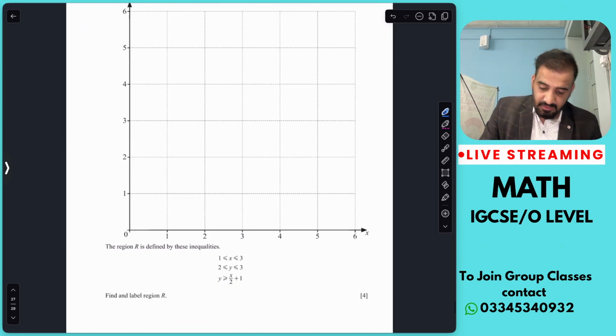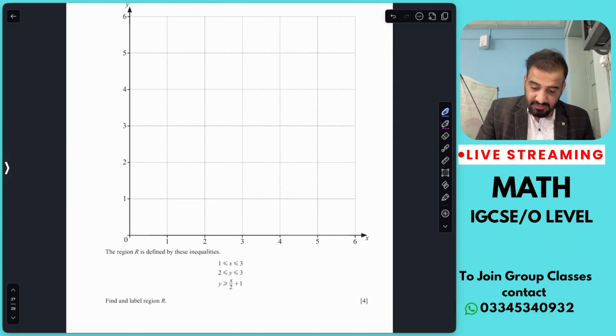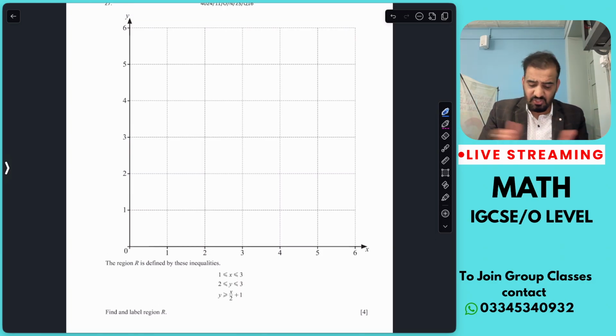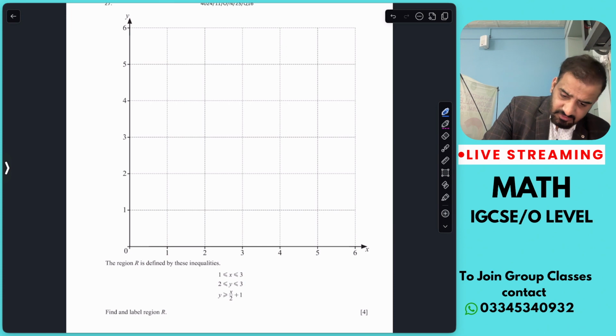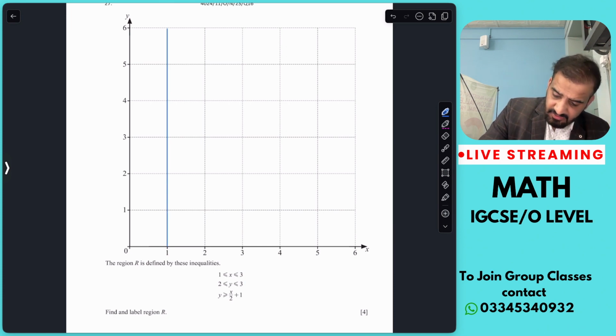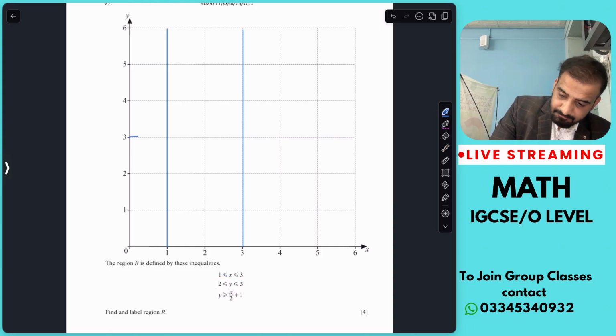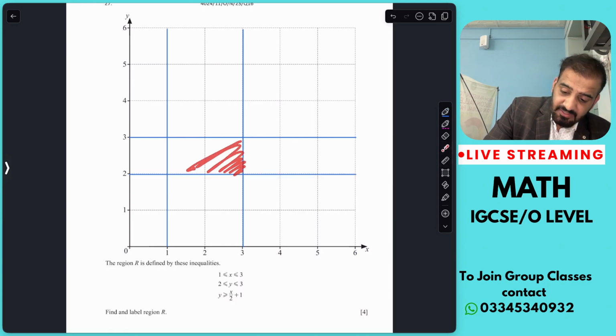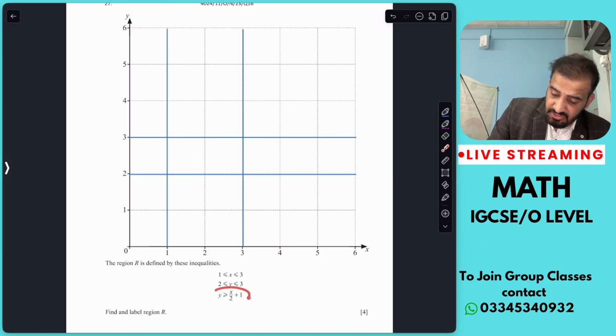Example 27. The region R is defined by these inequalities. Again, between 1 and 3, it is so easy. Let's make two vertical lines between 1 and 3. Again, make two horizontal lines between 2 and 3. So this is my shading if I combine the first two inequalities. But please also keep this in your mind.